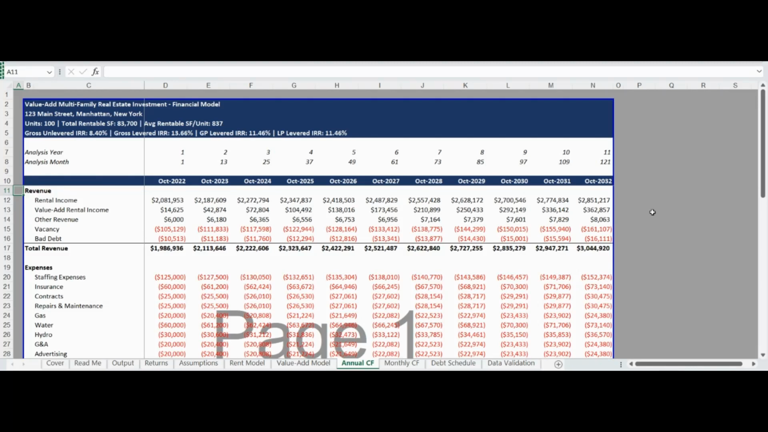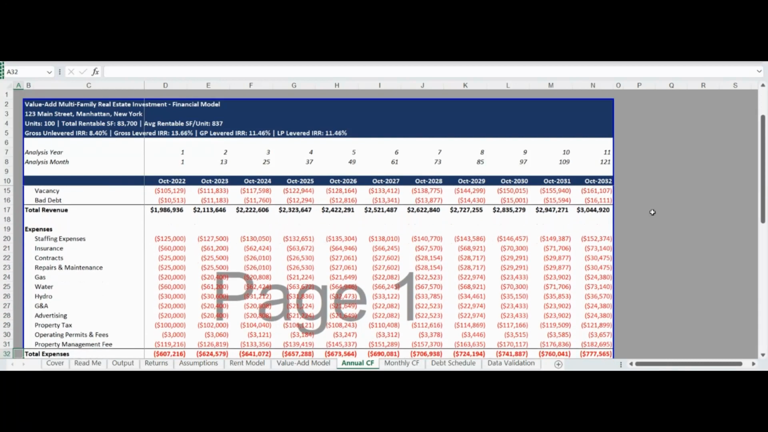The Annual Cash Flow tab serves as a consolidator of the highly detailed Monthly Cash Flow tab to create a shorter form and easier-to-read Annual Cash Flow Statement report. Similar to the Monthly Cash Flow tab, the Annual Cash Flow tab begins with revenue and contra-revenue accounts to showcase the annual effective gross income.